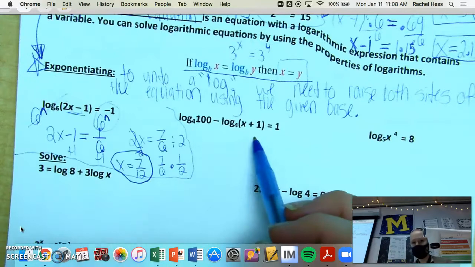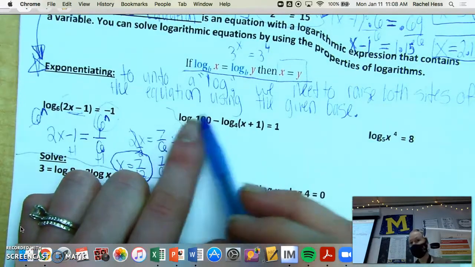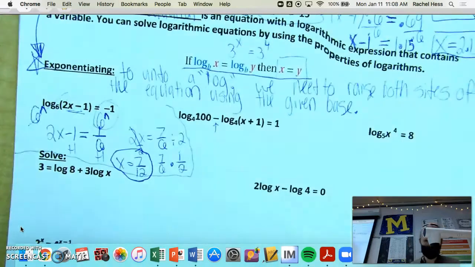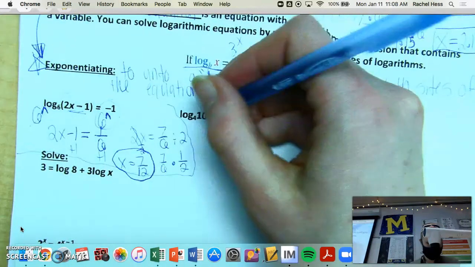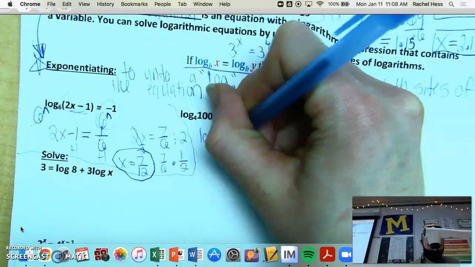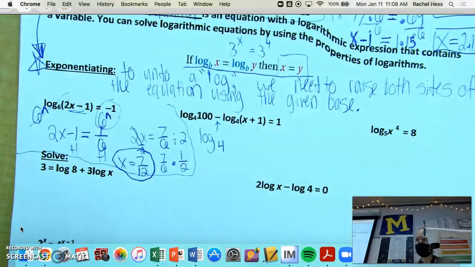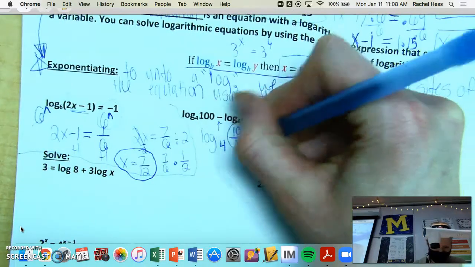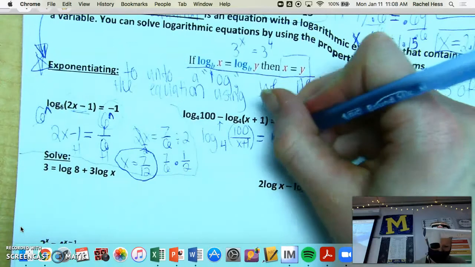Whenever we have a logarithmic expression that's split between two expressions, we need to put them back together. Do you guys remember what to do when there's subtraction? You need to put them together somehow. What's the operation I use? It turns to division, so I'm going to have 100 over x plus 1. And that should be equal to 1.